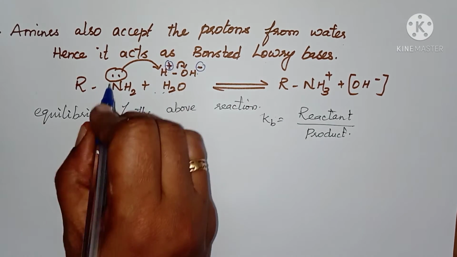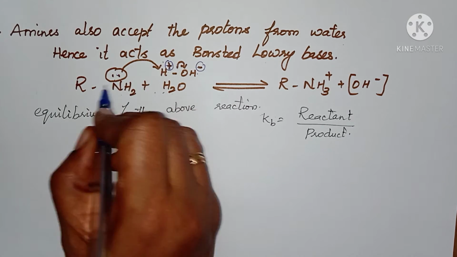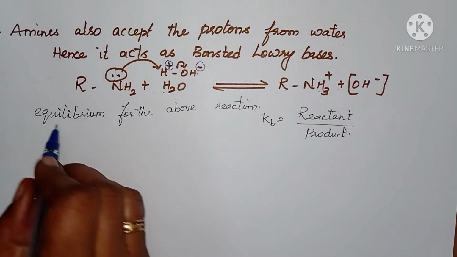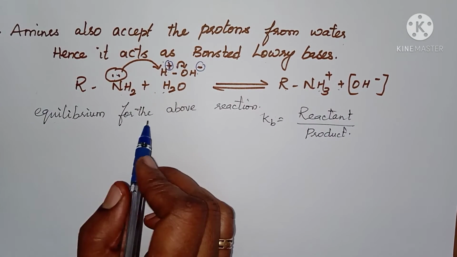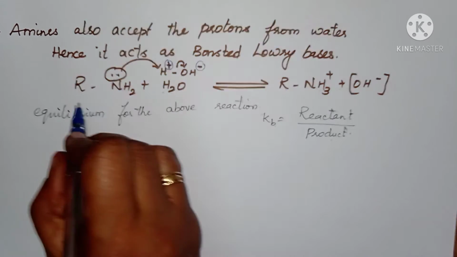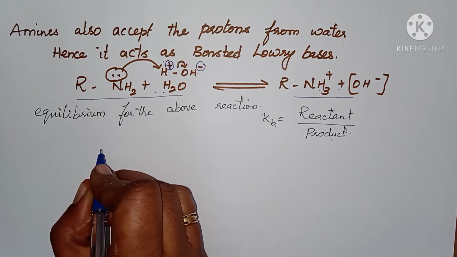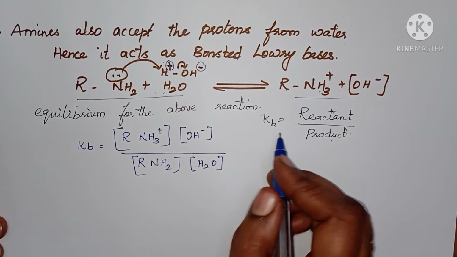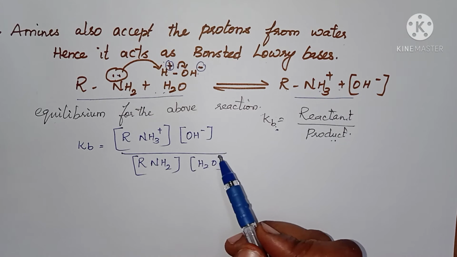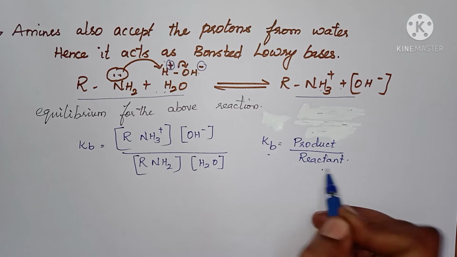Remember that. Now this plus charge is attracted by the lone pair of electrons. So what happened here: RNH3 plus and OH minus. Now we have to write the equilibrium. Equilibrium for the above equation, Kb equal to reactant by product. Which is a reactant? This side is the reactant and this side is the product. Now let us write that equilibrium step. Sorry, Kb equal to product by reactant according to the equilibrium.